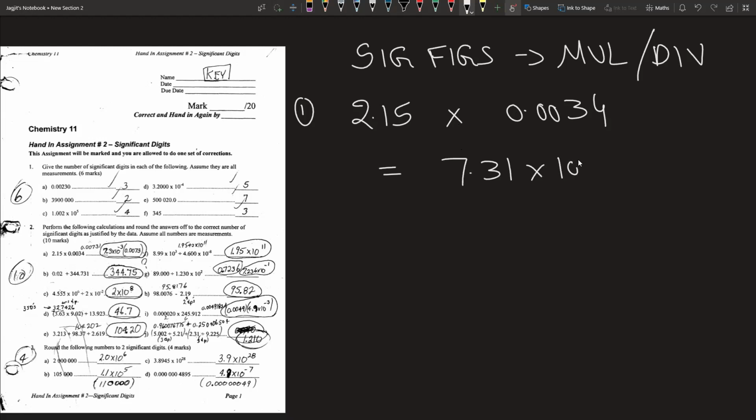I got 7.31 times 10 to the power minus 3. Did you guys get that? Okay. So now we need to worry about the sig figs. So this is what we do.